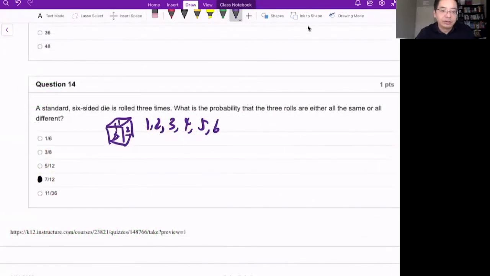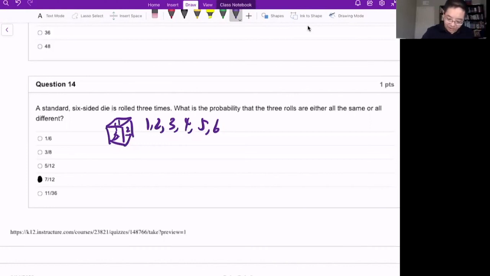Problem number 14. We have a standard 6-sided die and it's rolled 3 times. And we are looking for the probability regarding the 3 numbers we get, right? If you roll once, you get 1 number. Twice, you have 2 numbers. 3 times, you have 3 numbers. So here we're looking for the probability that these 3 numbers are either all different or all the same.